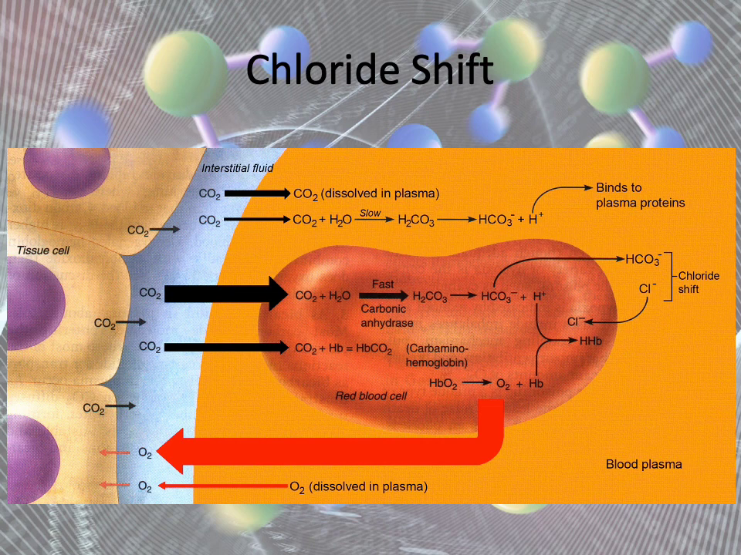So let's move on to the hydrogen ion. The hydrogen ion that came from the dissociation of carbonic acid will bind with hemoglobin to form reduced hemoglobin. Another process that can occur is CO2 combining with hemoglobin to form carbaminohemoglobin. At the same time, oxygen is being released from hemoglobin and diffusing out of the red cell and into the peripheral tissues.